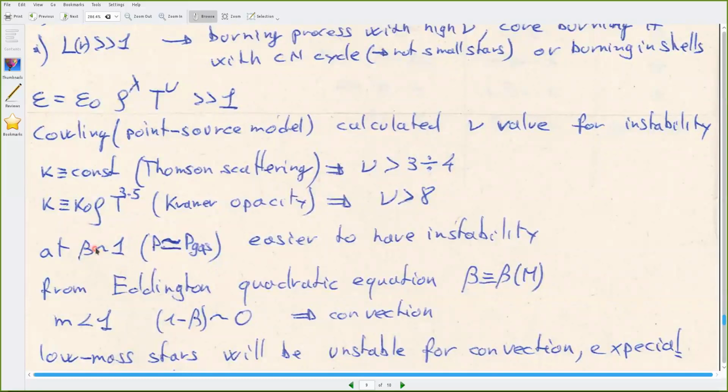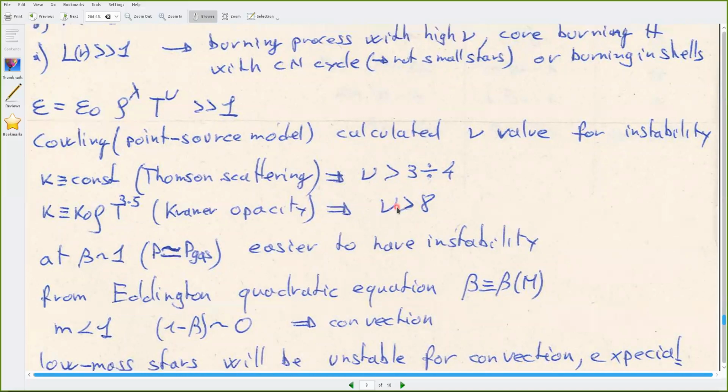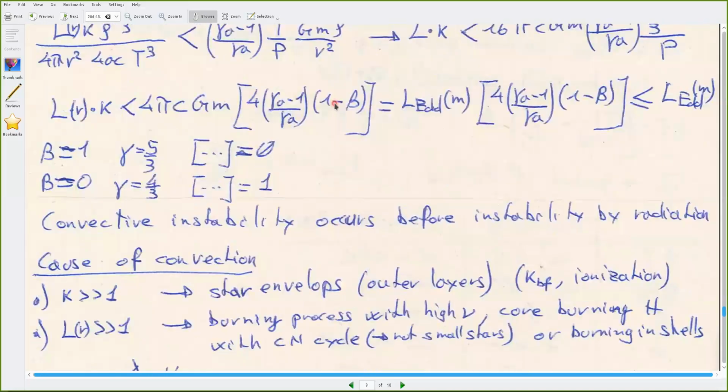And beta that is more or less 1 with the pressure, so essentially the gas pressure is most important. It's easier, as we saw, remember here is 1 minus beta, so when beta is 1, this is 0, so essentially it's relatively easier, when the radiation pressure is less important, to have stability against the convection.